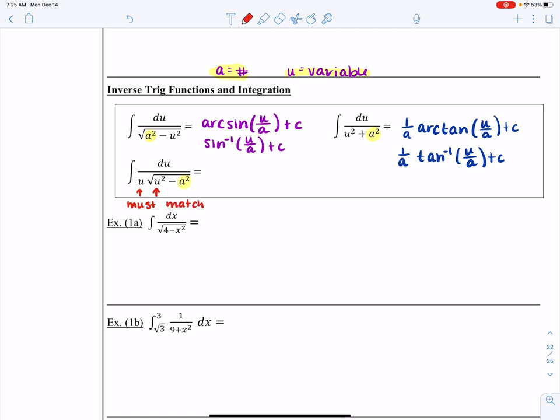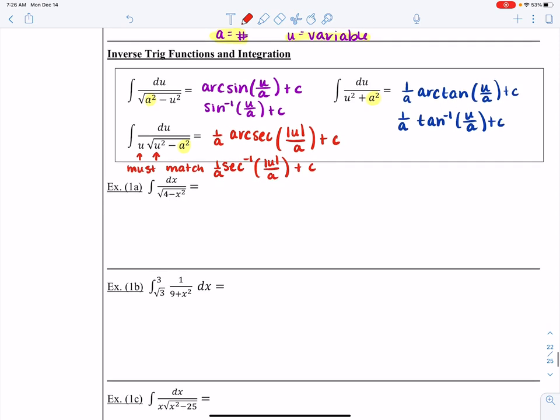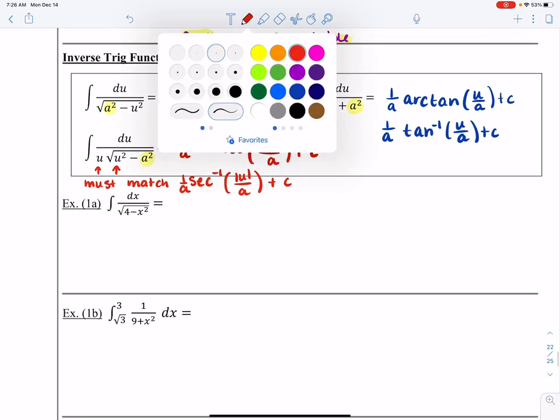So when we see something like this, that's going to be 1 over a arc secant absolute value of u over a plus c, and remember we could write that as 1 over a secant inverse absolute value of u over a plus c. So let's dive right into an example. Let's dive right on in.